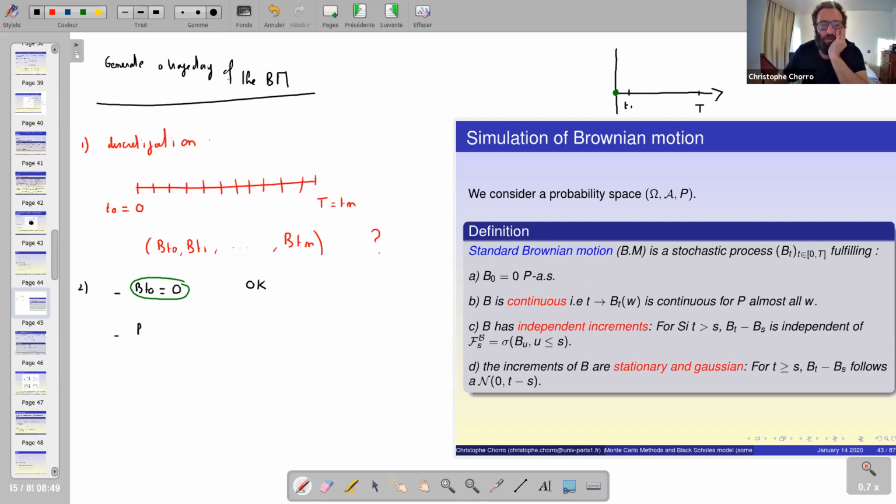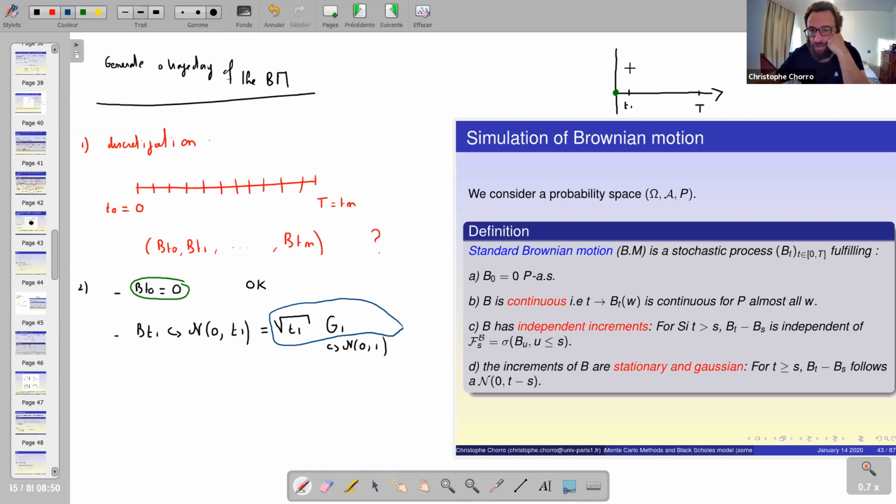Okay, for T1. So what do I know about B_T1? I know that it follows the N(0, T1). In fact, I can write it as square root of T1 times G1, where G1 follows the N(0,1). So if I want to generate B_T1, I just have to generate G1, that is the N(0,1), something that I am able to do using what I have said previously. So multiplying by the square root of T1, you will obtain this point here, and I will obtain something that is, for example, here.